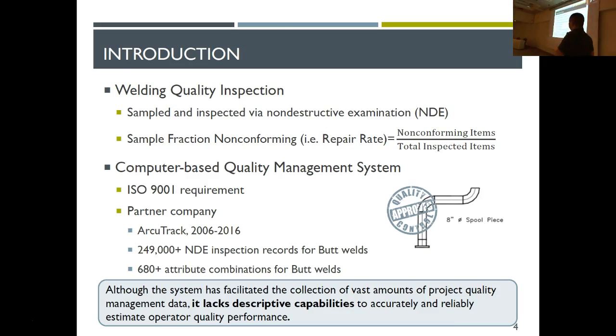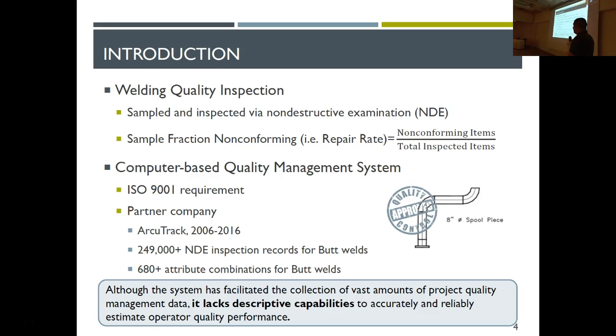And now I will talk about welding quality inspection in detail. So pipe welds are inspected and sampled via non-destructive examination. They use sample fraction nonconforming to infer the population quality performance of this type of pipe weld. It is defined as the non-conforming items over total inspected items. It's pretty easy to understand. If you do 100 pipes and 10 of them fail, then your fraction non-conforming is 10%. We can also call it repair rate.